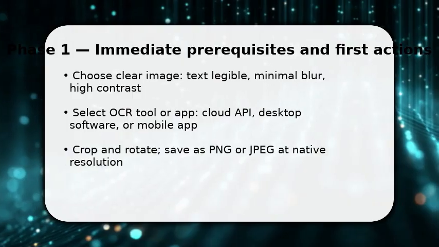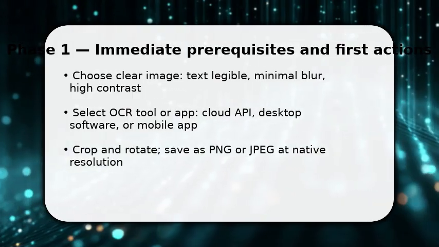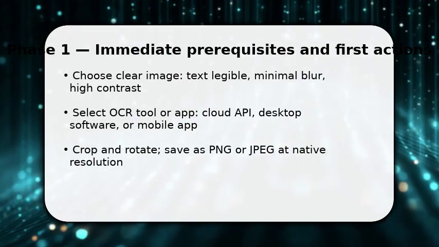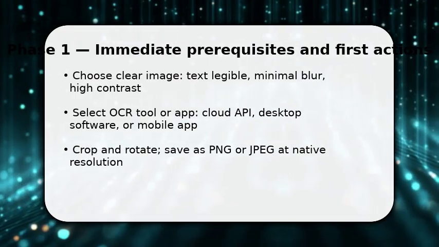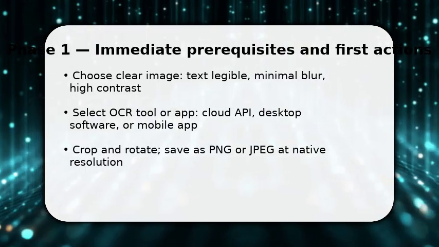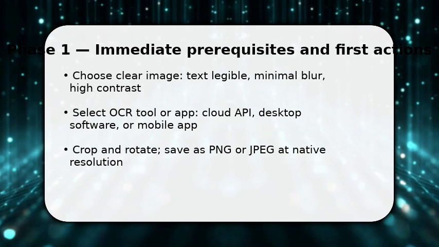Then pick your tool, a cloud OCR API for volume, desktop software for privacy, or a mobile app for quick scans. Once done, export a PNG or high-quality JPEG, because file format and clarity directly affect recognition accuracy.